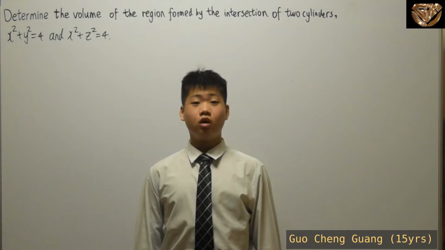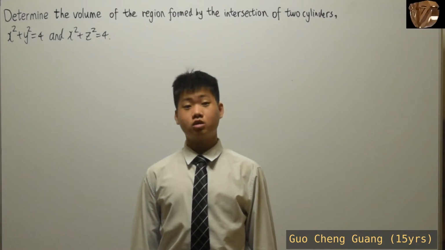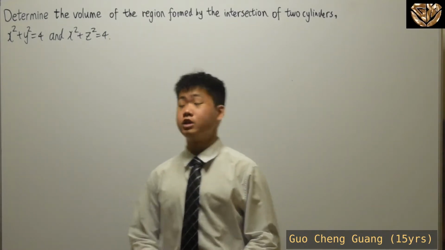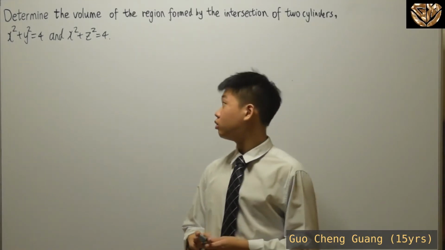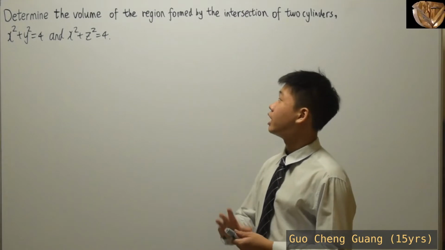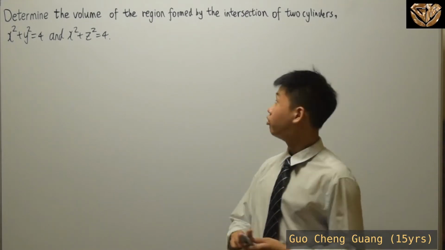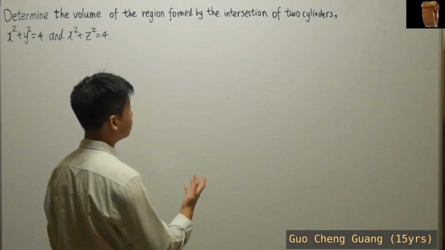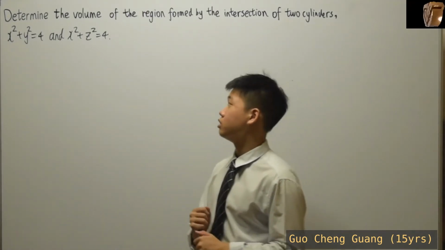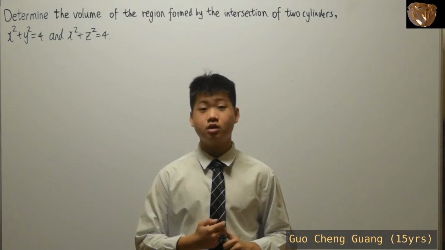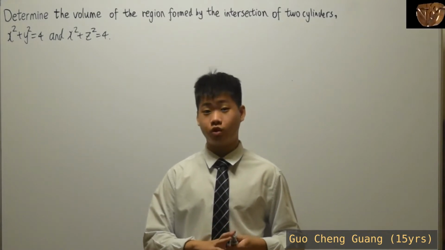In this lesson of the techniques and applications of definite integration, we are taking a look at this example we had from a previous lesson. So, this question over here, where we have to determine the volume of the region formed when you have an intersection of two cylinders. The first cylinder is x squared plus y squared is equal to 4, and the second cylinder is x squared plus z squared is equal to 4.